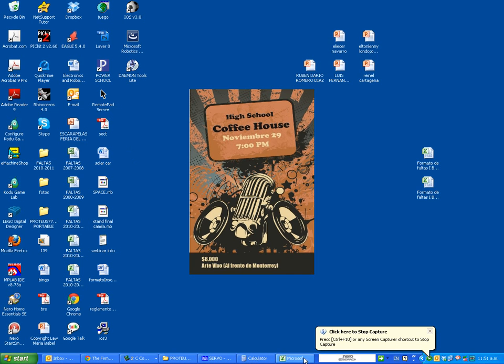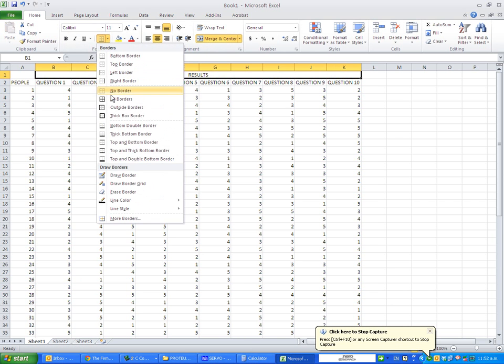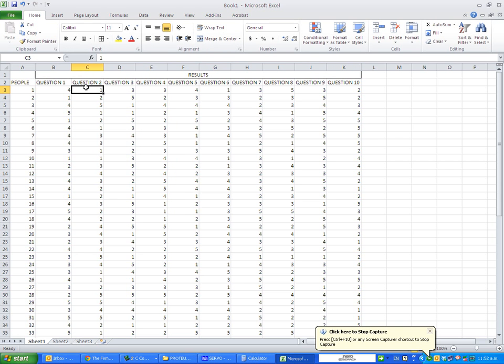Okay, so we're going to open a spreadsheet, and in this case I already have a simulation of the questions and the data input into the spreadsheet. So what you're going to do is have a row with the results. You are going to divide the spreadsheet into different columns from A to K. Remember that you have 10 questions on your Likert scale, and this is how you're going to place them.